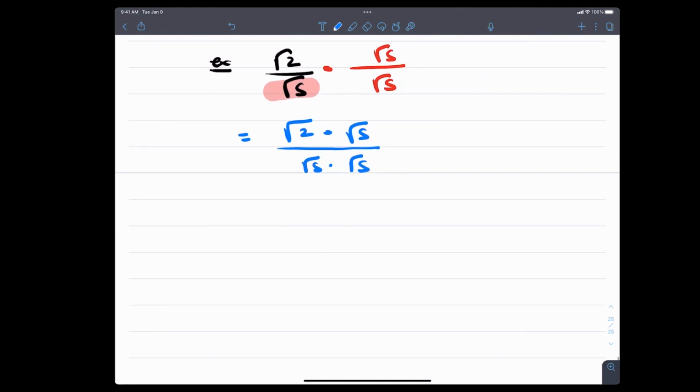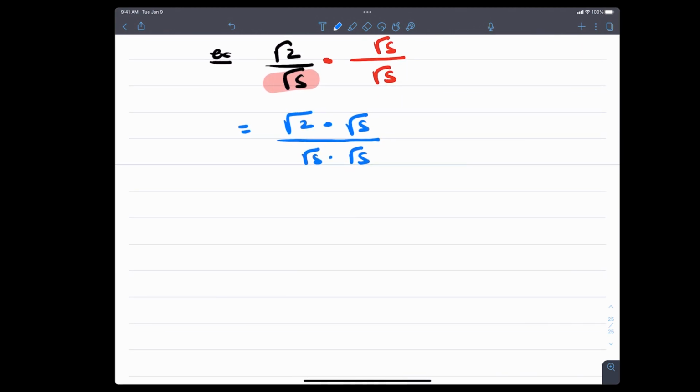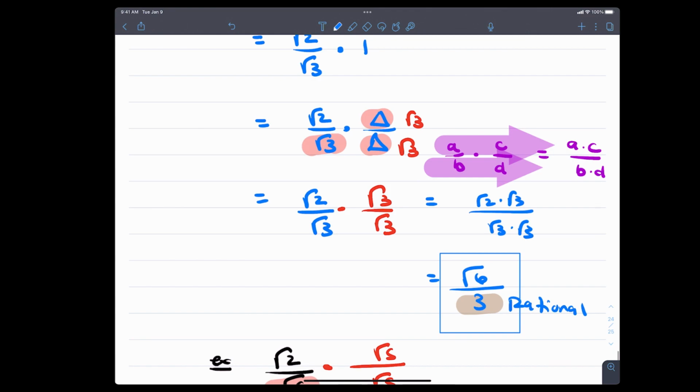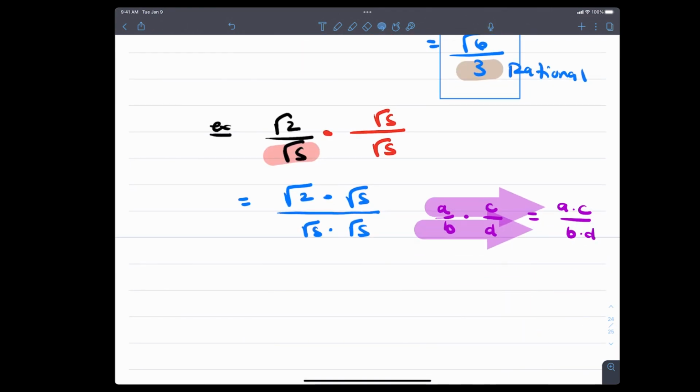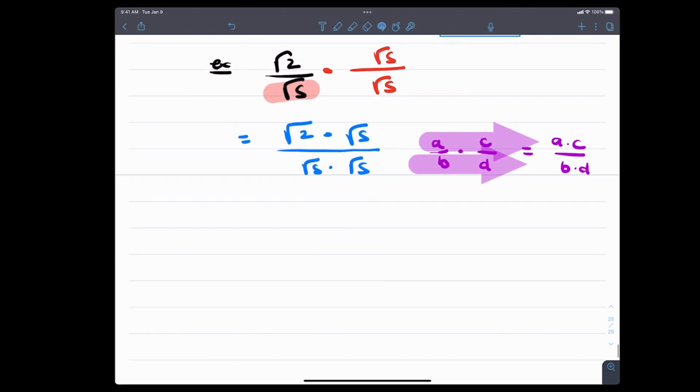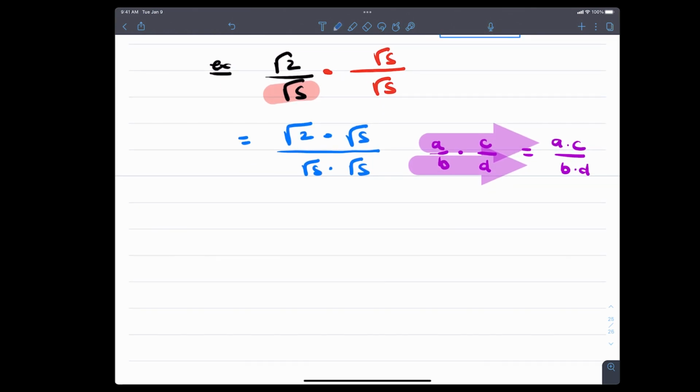Okay, you guys see what I'm saying? You're going to use the multiplying fraction algorithm. All right, you're going to use that multiplying fraction algorithm. What does that give you now? What's 2 times 5? Square root of 5 over square root of 5 is what? 5, there you go.